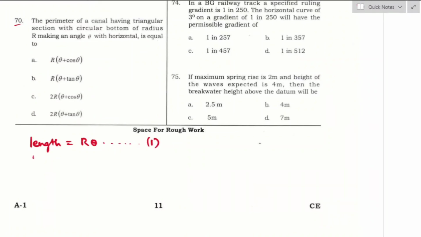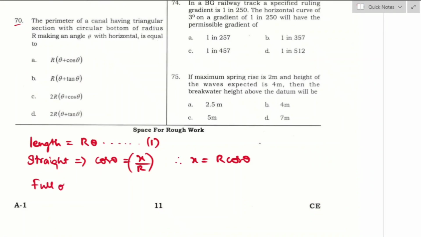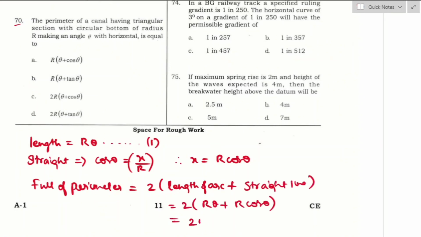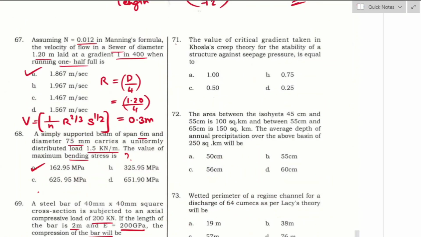And for a straight line portion, cos theta is equal to x by r, where x is equal to r cos theta. The perimeter is calculated by 2 into length of arc plus straight line portion, which is equal to 2 into r of theta plus cos theta.